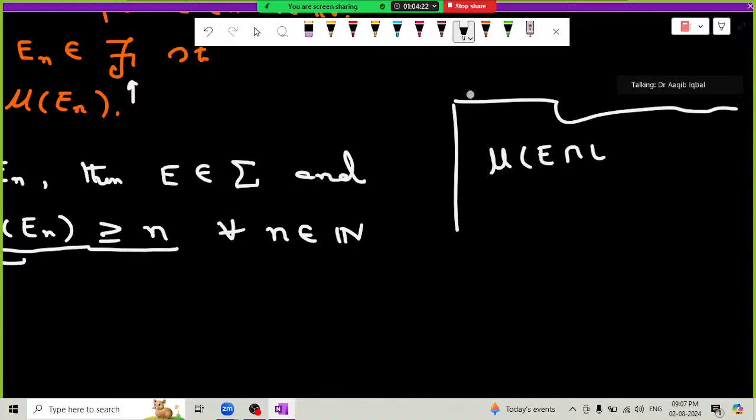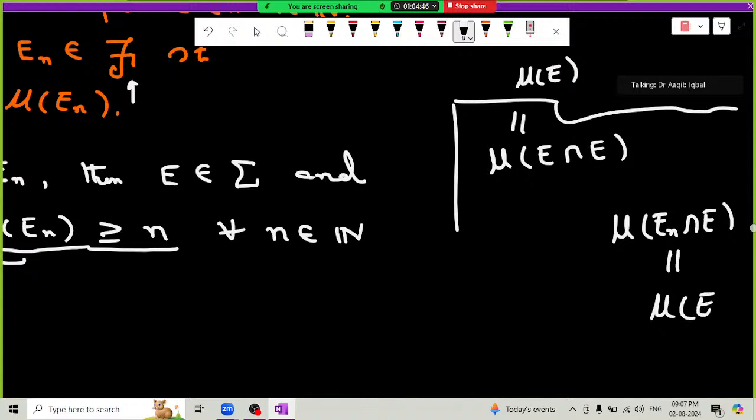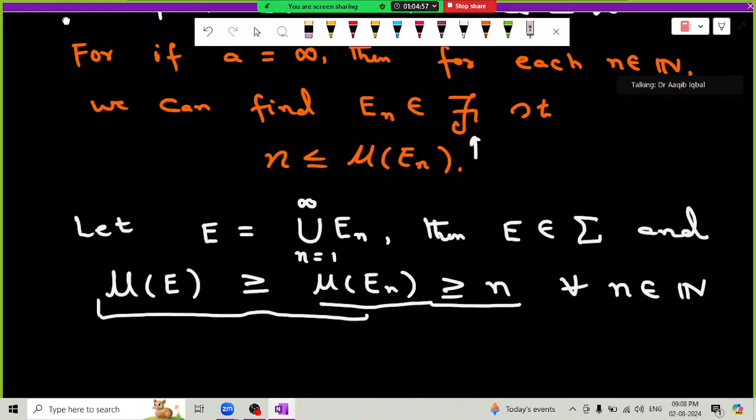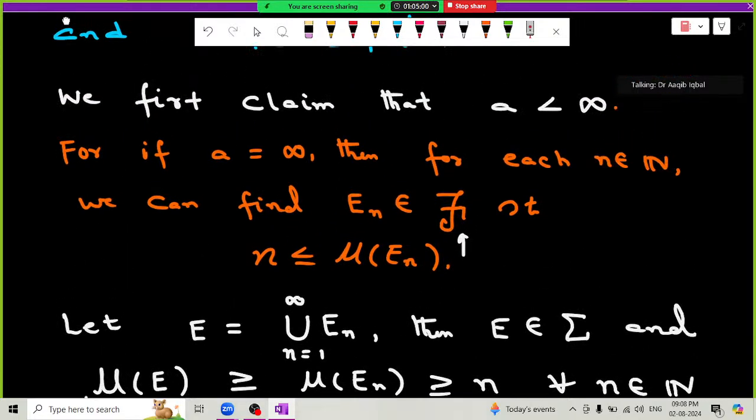mu of E intersected with E. लिख सकते हैं ऐसे? और mu of En को हम लिखेंगे mu of En intersected with E. E intersected with E is E and En intersected with E is En. So this is actually mu of E and this is actually mu of En. Right? Now what is E? आप याद करिए. E जो है, it is union of Ens. What are Ens? Ens are coming from fancy F, means they are positive sets.